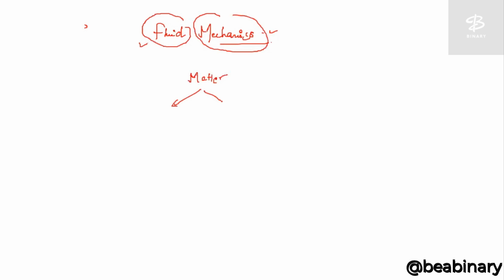That is solid and fluid. And fluid is further classified into two parts, that is gas and liquid. So matter is classified into two parts, that is solid and fluid. And fluid is further classified into two parts, that is gas and liquid. Okay.